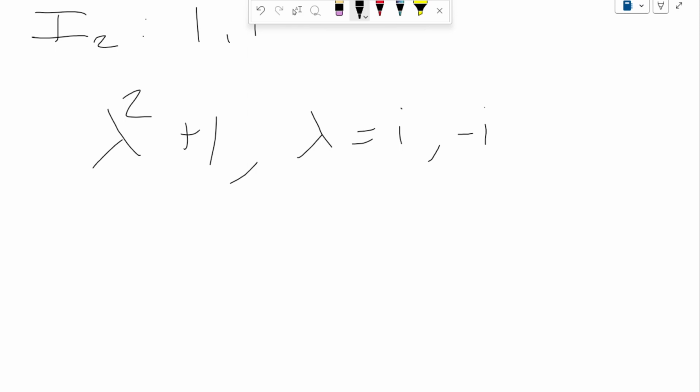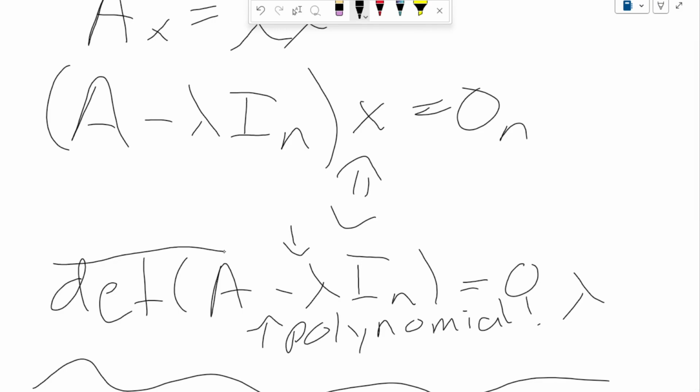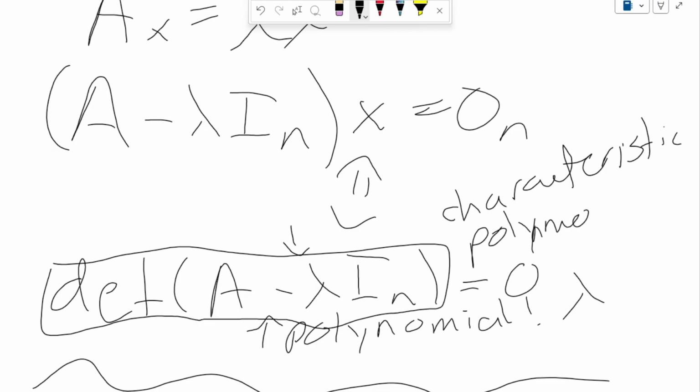Yeah, and so you might ask, what is this polynomial here called? And the answer is that this polynomial is called the characteristic polynomial of A. And so the roots of the characteristic polynomial of A give you the eigenvalues of your matrix A.